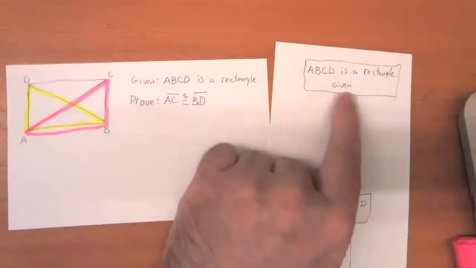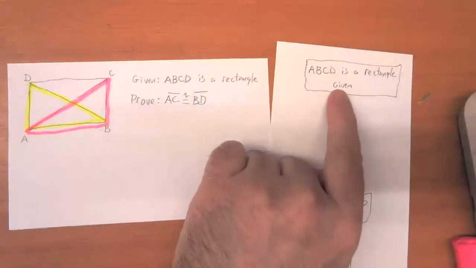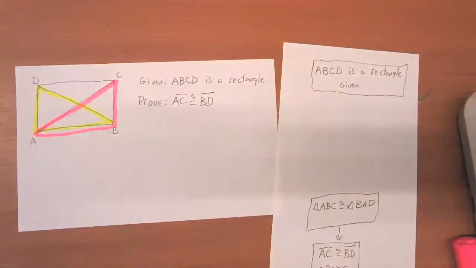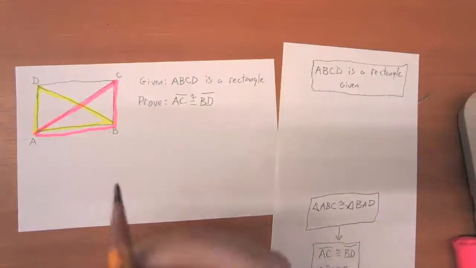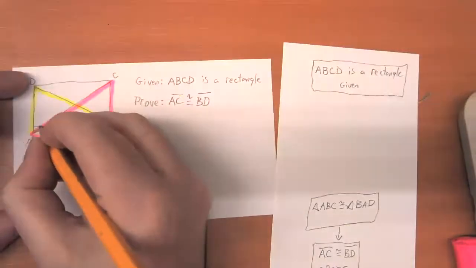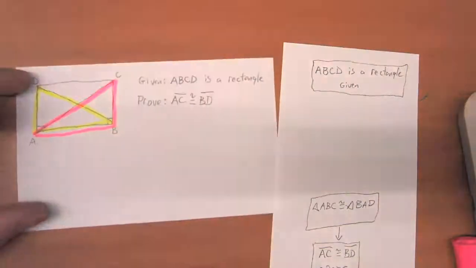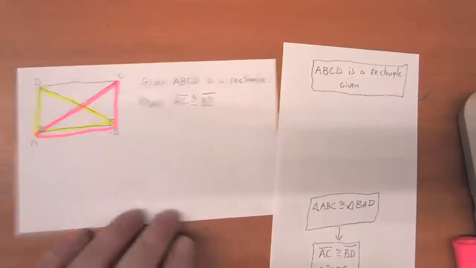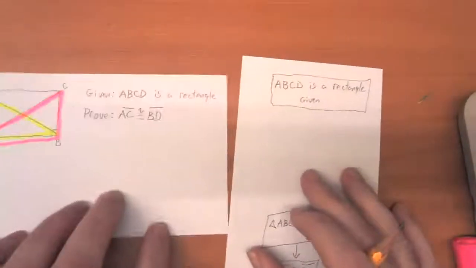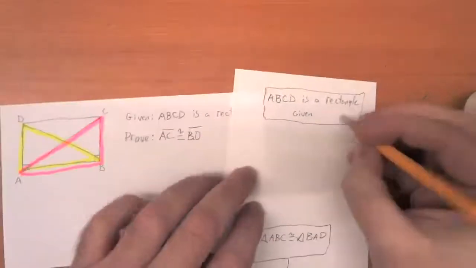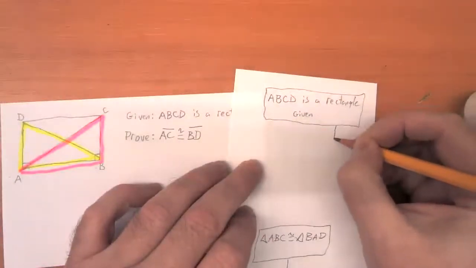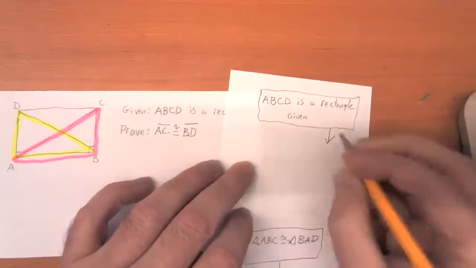So let's look at this and see if we can come up with 3 pieces of evidence based on just being given that the quadrilateral is a rectangle. Well, the first thing we know is, since it's a rectangle, because of the definition, those have to be right angles. That's a consequence of the fact that this is a rectangle.